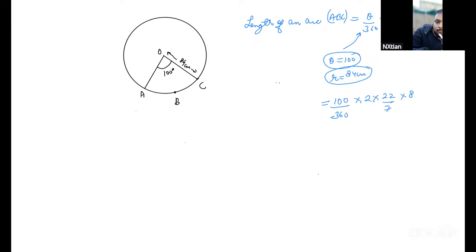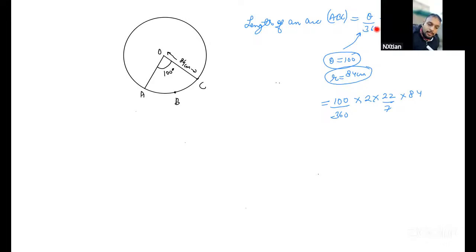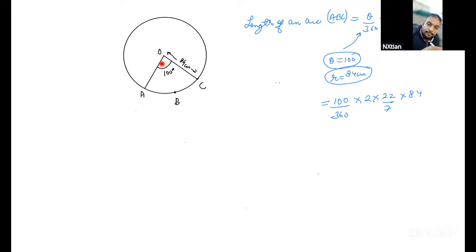Did you understand, guys? No. Can you explain again, sir? Yeah. So basically, I use the formula where theta is equal to 100 because it's the center angle. And r is the radius, which is 84. And the pi value is 22 by 7. I just put the values into the formula. Sir, what's theta again? Theta is the center angle. So theta is 100 because 100 is the center angle.